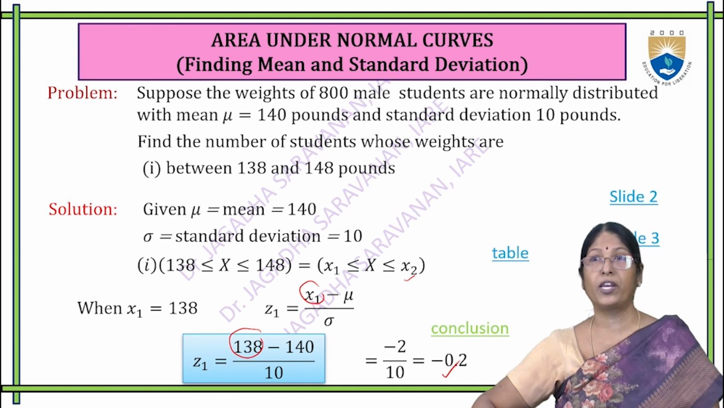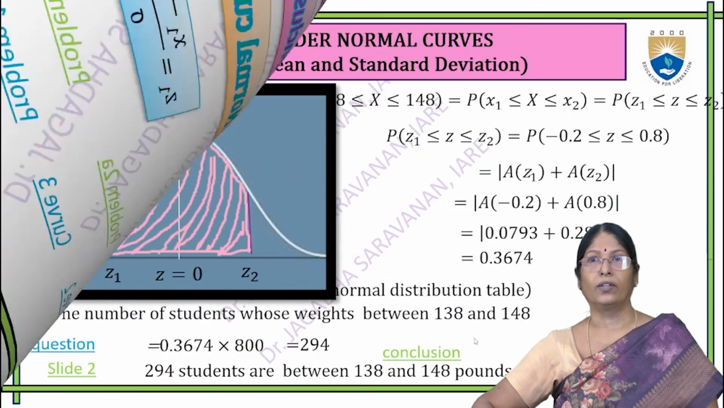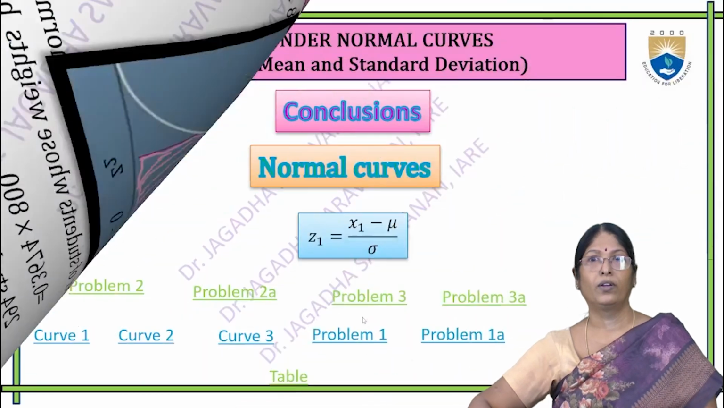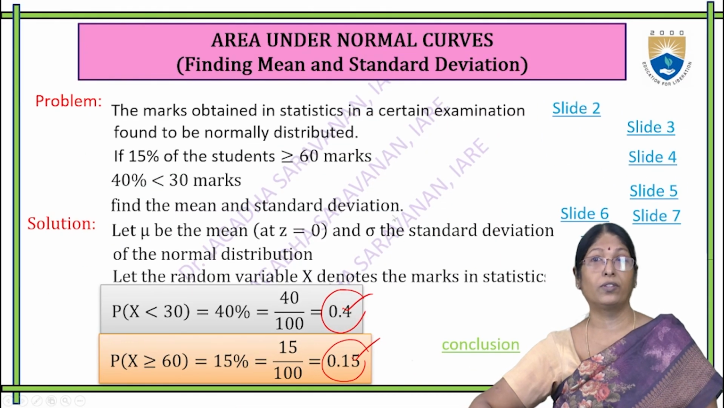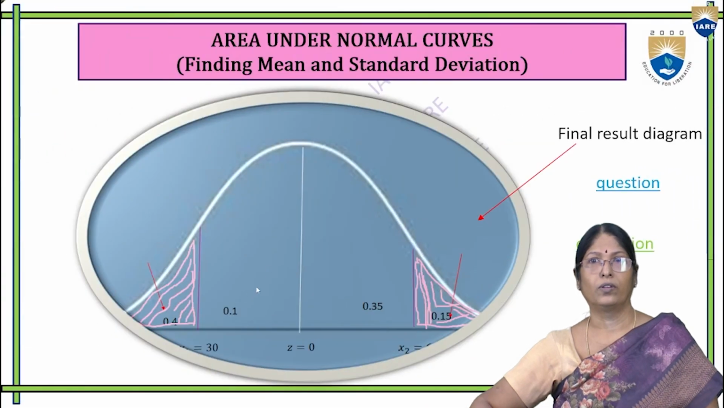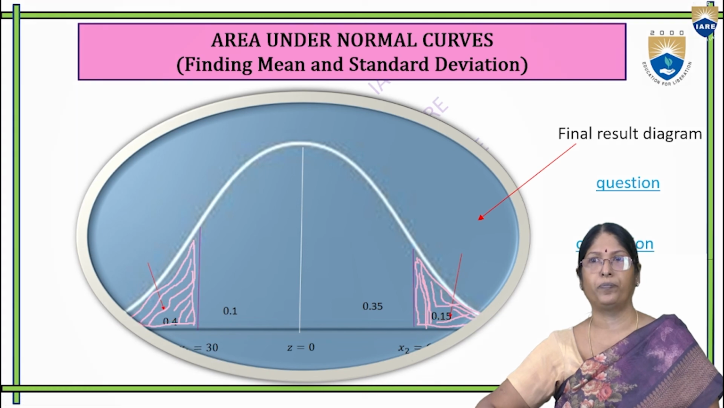For comparison purposes, this problem was selected. This is the fair diagram drawn for the first problem. The second one we selected is this problem: if mean and standard deviation are not given, how to move. So this is the fair diagram. This is the pink colored, shaded one. Each and every step of how we draw these curves is explained here.